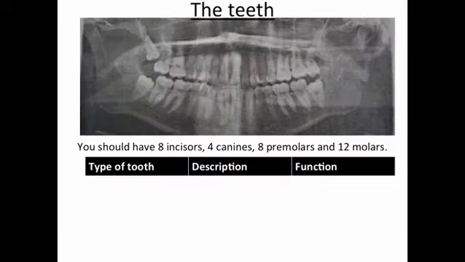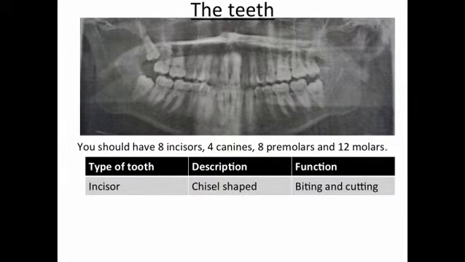You also need to know about the teeth. Here we've got one of my teeth x-rays. You have 4 different types of teeth you need to know about. First we've got incisors. You've got 8 incisors. They're the 8 very front teeth that you have. These teeth have what we call a chisel shape, and they're used for biting and cutting your food. You can just imagine an apple. You need your incisors to take a piece out of the apple.